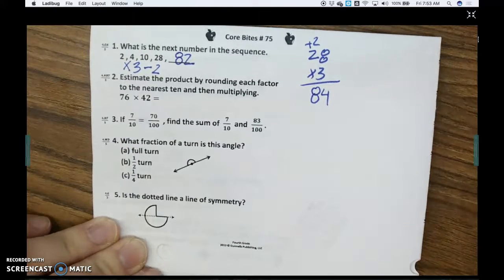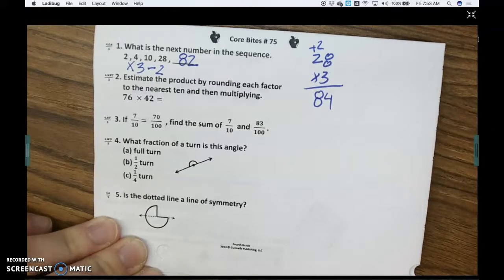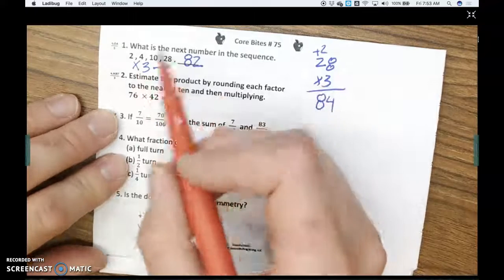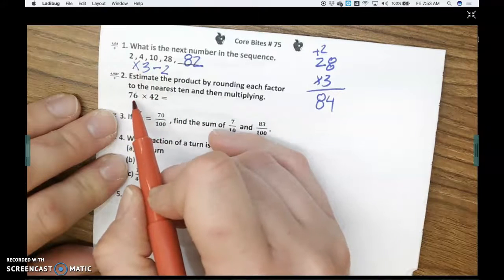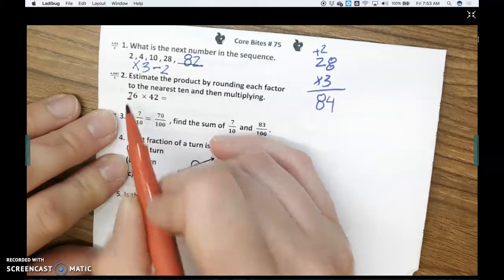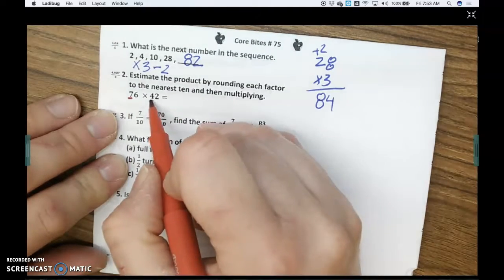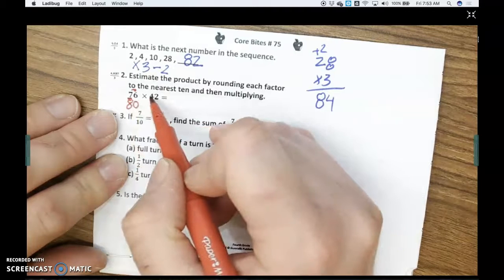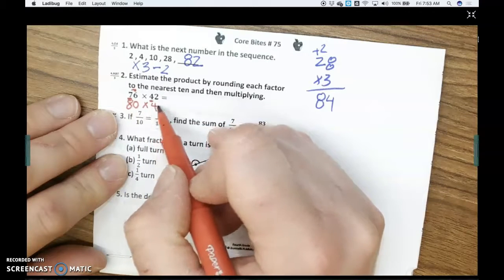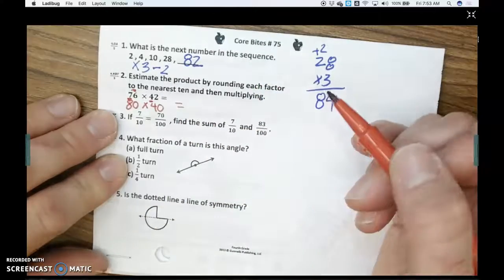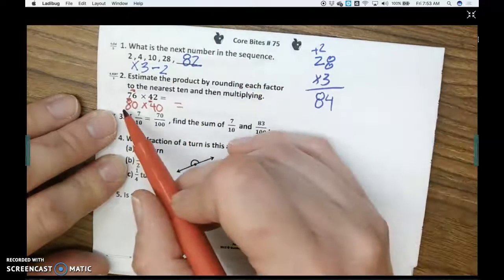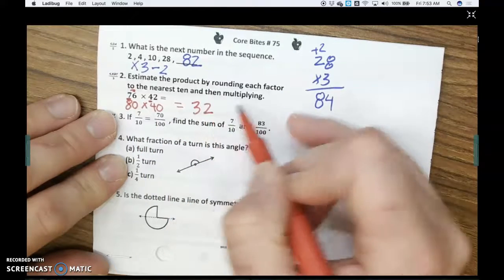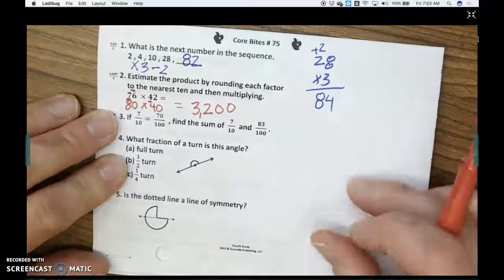For number 2, estimate the product by rounding each factor to the nearest 10 and then multiplying. So if we're going to round to the nearest 10, we've got our 7, and we've got our 4, okay? So the 6 is going to tell the 7 go up to 80. The 2 is going to tell the 4 stay the same. So an easy way to do it is just do your regular numbers and then add your 2 zeros. So 8 times 4 is 32. Add your 2 zeros and you get 3,200.